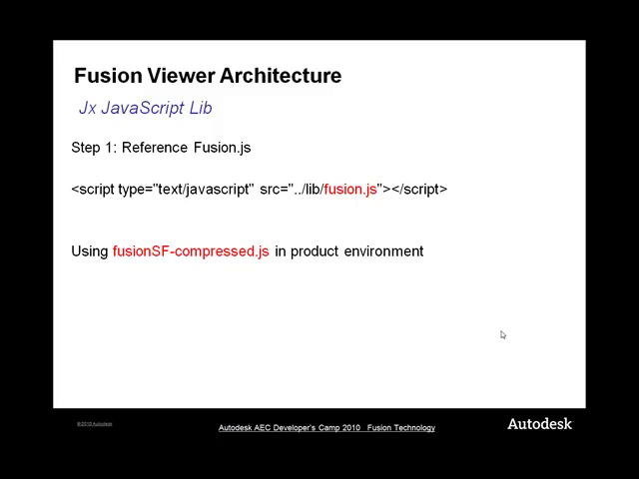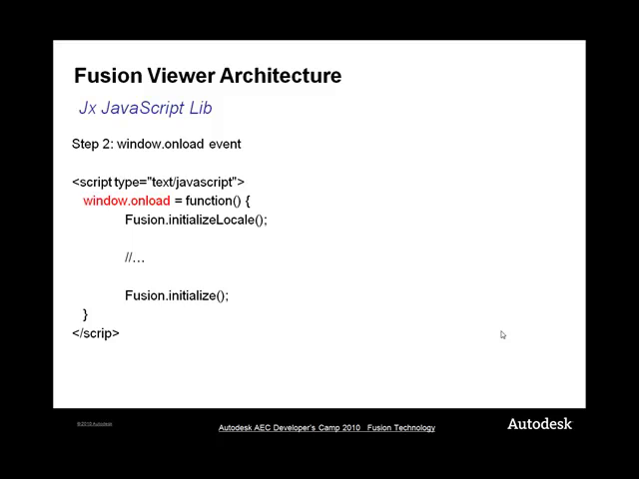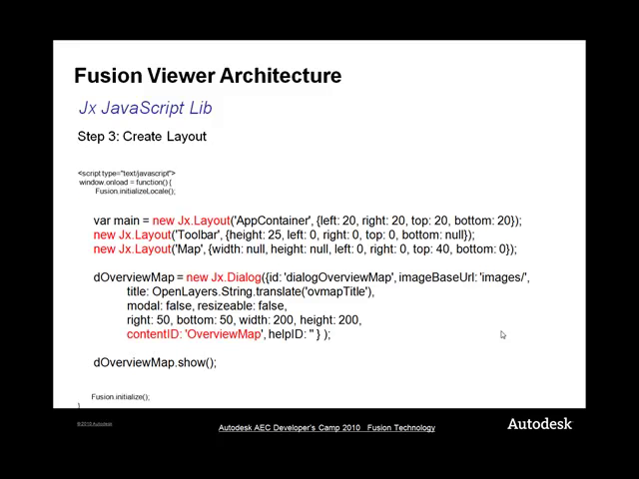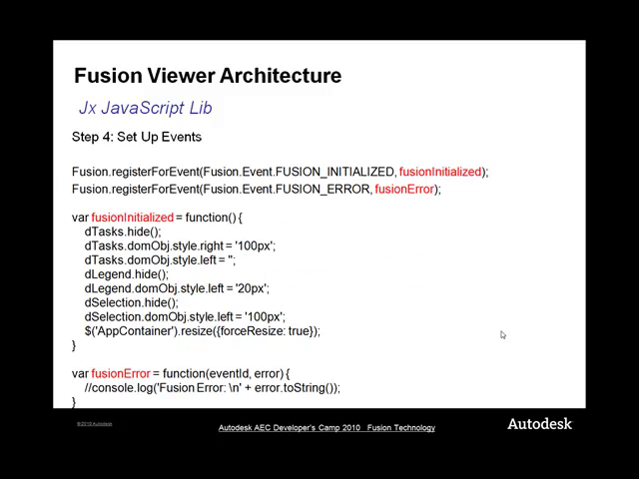Firstly, add reference to the fusion.js. You can use the compressed version in product environment to save bandwidth and improve performance. Secondly, initialize Fusion in window onload event. Thirdly, create layouts using GX JavaScript library. And fourthly, set up Fusion events for Fusion initialize and Fusion error.